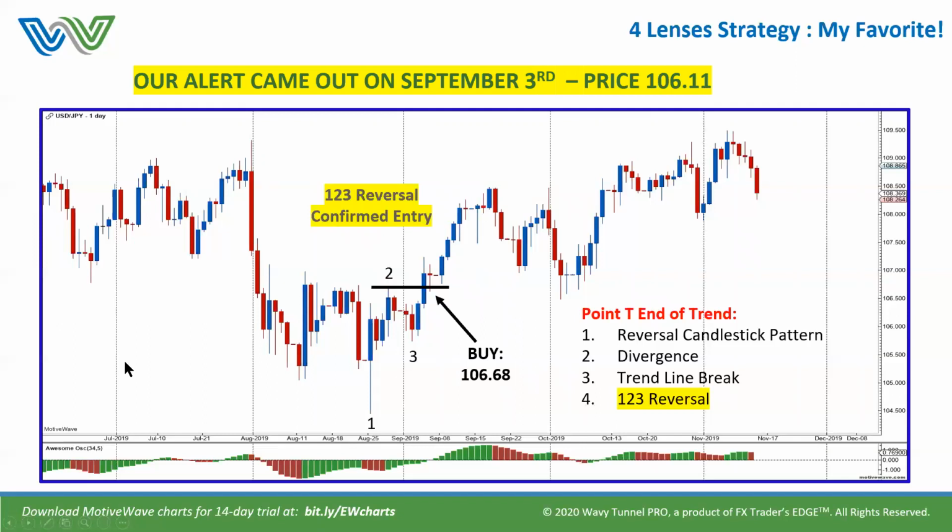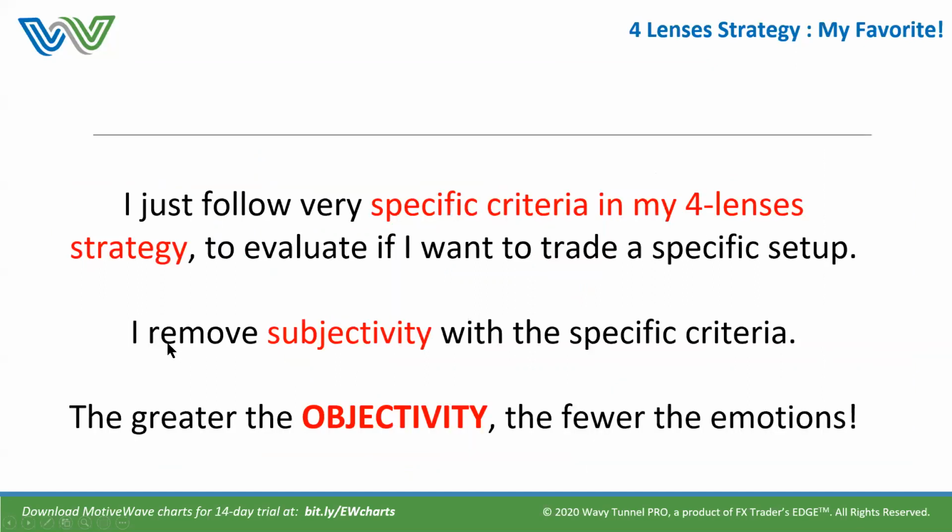I like taking confirmed moves. I really like the 1, 2, 3 reversal, because then I know that most likely we're not going to make a new low. And if we do make a new low, so be it. But I really like the 1, 2, 3 reversal, because it weeds out early entries, right, if we are going to make a new low.